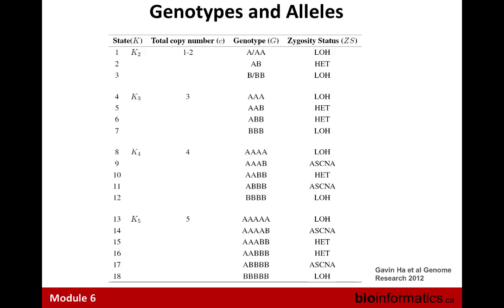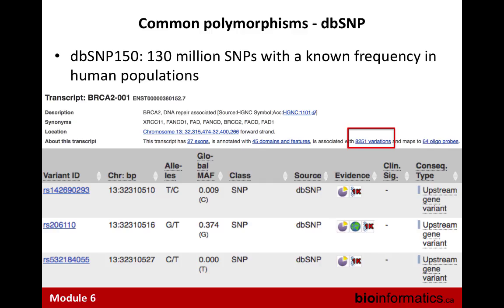So it's not just the copy number, but this actually also tells us whether the tumor has a balanced zygosity or a complete loss of one allele in favor of the other. So having that beta allele frequency is really important.